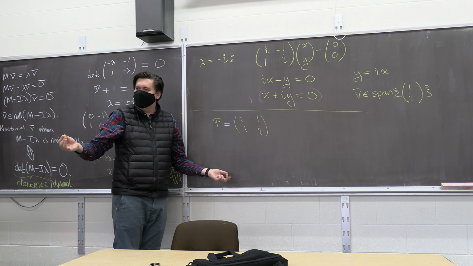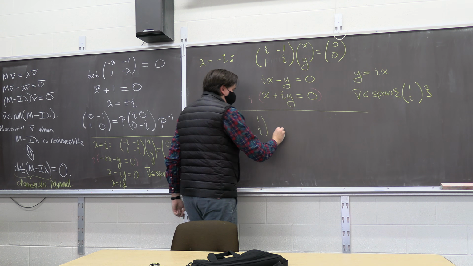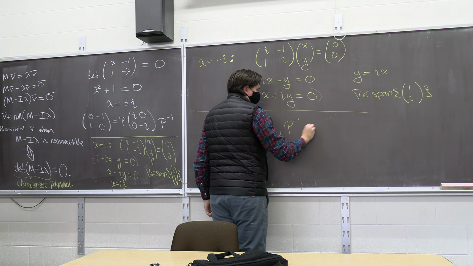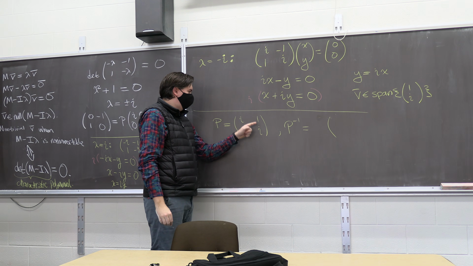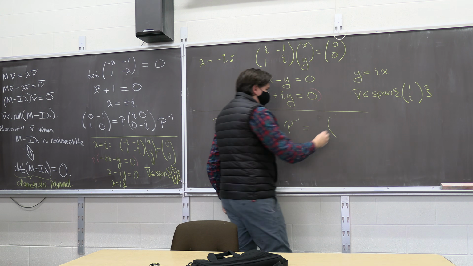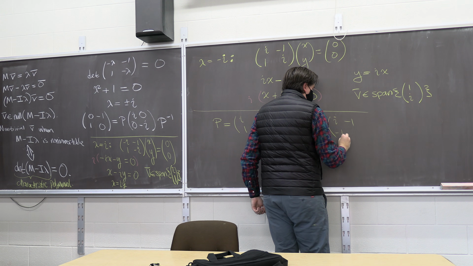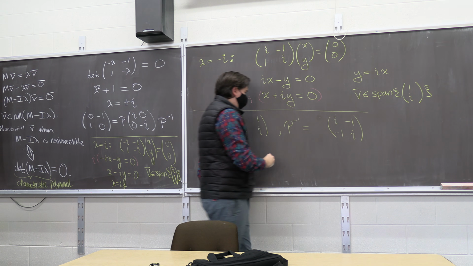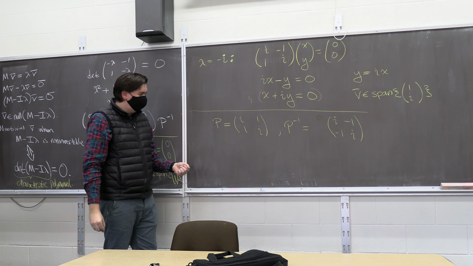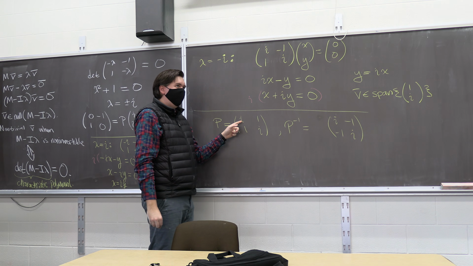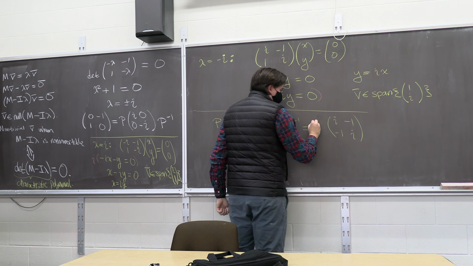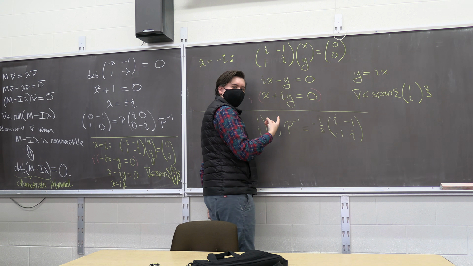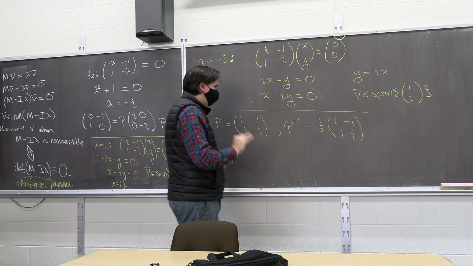Remember this? Kind of? So what's P inverse? Okay, dang it, I'm definitely gonna screw this up. Those switch and those change sign, right? So I guess it's i, minus 1, 1, i. And then you multiply by 1 over the determinant. What's the determinant of this? Negative 1 minus 1, so negative 2. So it becomes negative 1/2 of this. Okay, cool.